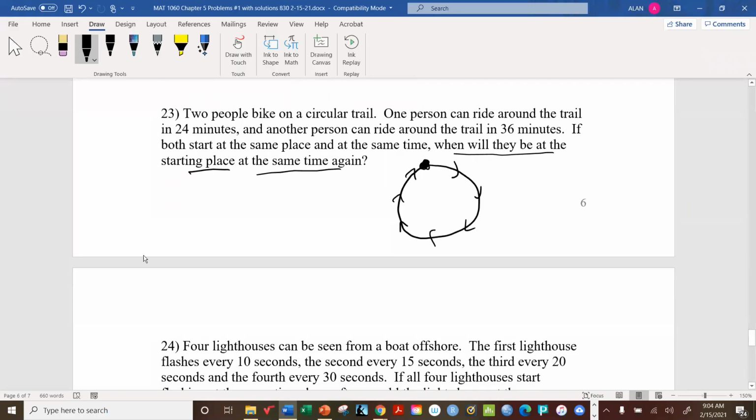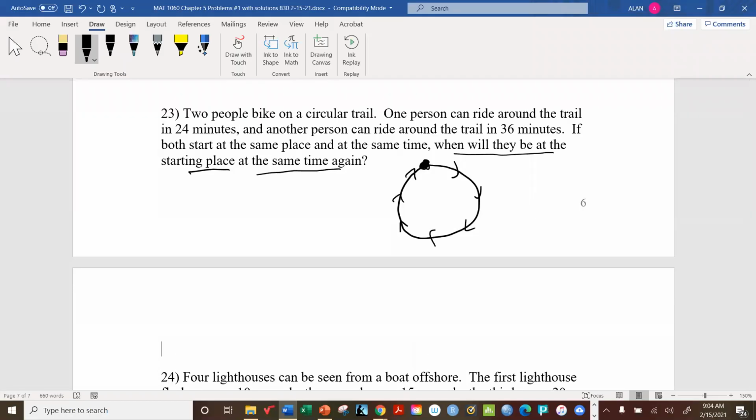Now, here's the trick. You have to visualize how often each person is going to come back to the beginning. So person one, this will be Phil. Phil rides really fast. Phil will reach the starting point at the following times.